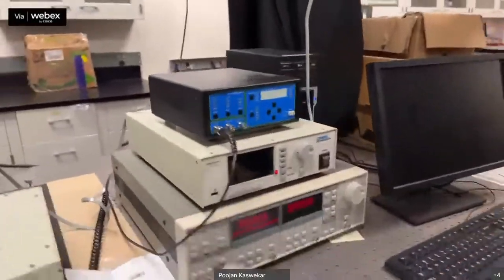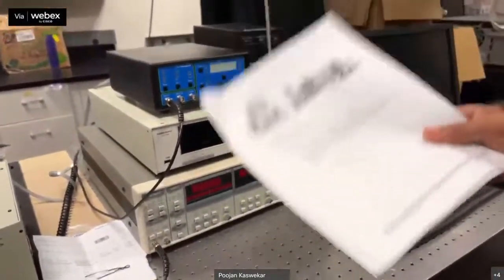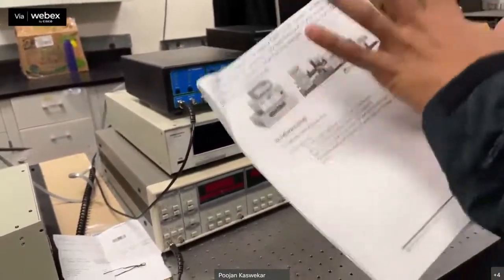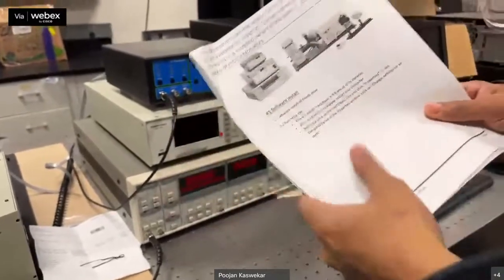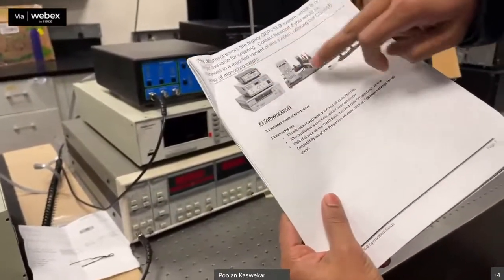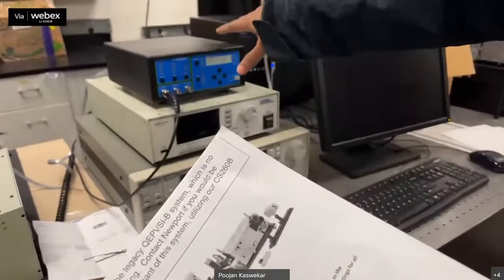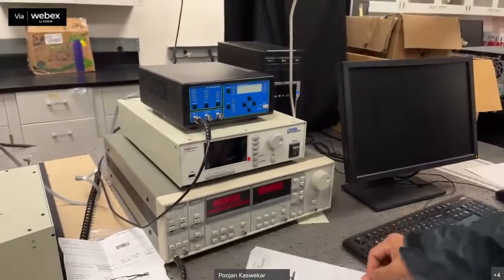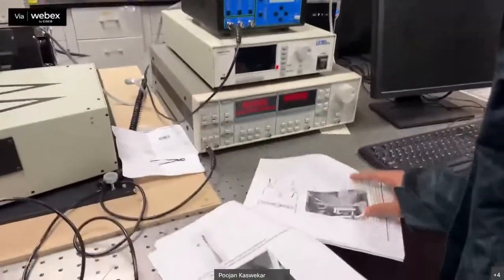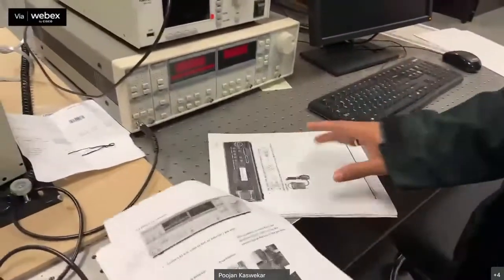And you'll follow all this manual. Once you start working on this, we need to follow the manual to set up the instrument. You'll see each and every instrument in the manual over here. So we'll quickly introduce each and every instrument here.